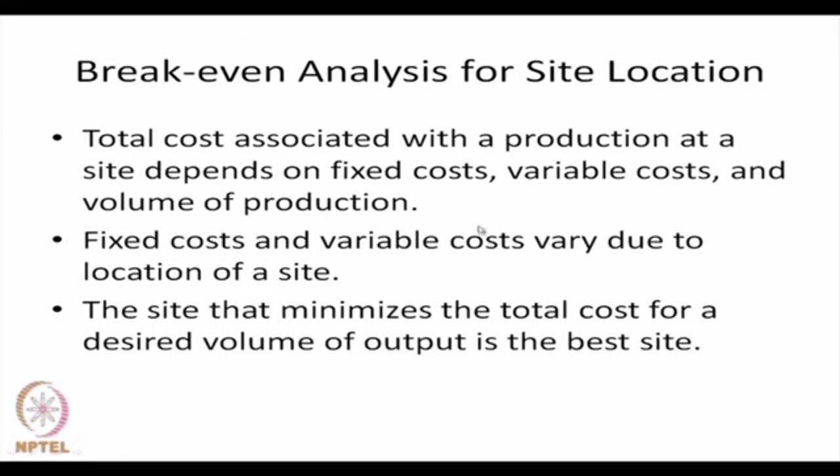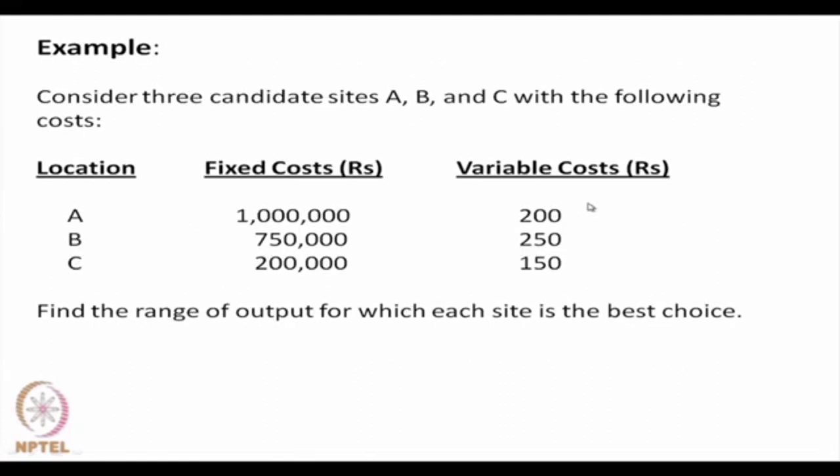Now, one can use a break-even analysis for site selection, just as we had told for capacity planning. Total cost associated with production at a site depends on fixed cost, variable cost and volume of production. Fixed cost and variable costs vary due to location of a site. The site that minimizes the total cost for a desired volume of output is the best site. This is another approach for site location.